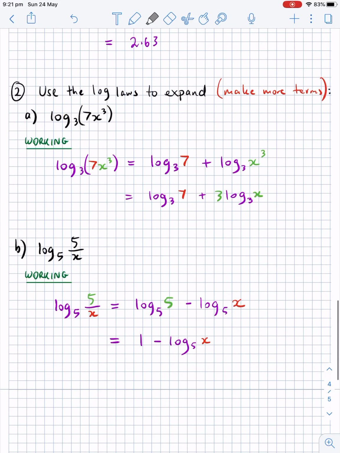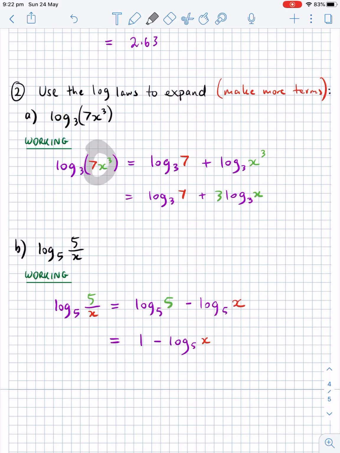Okay, question 2. Use the log laws to expand, make more terms. So you're expanding these expressions. Like this is one term at the moment. Sometimes we want to get more terms to help us simplify it or make problems easier for us. So what we've got here, if we look at what's being logged, we've got 7 times x cubed. We can split up two things that are timesing and have them in separate logs which are plussing together.